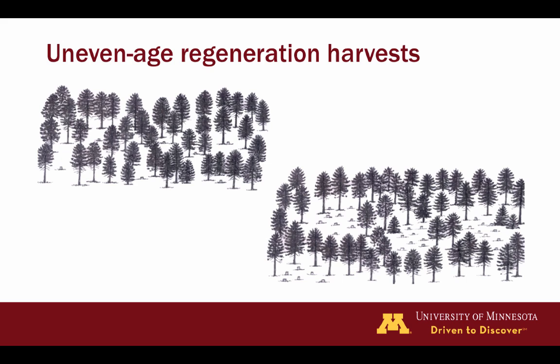So now I want to transition a little bit to moving to our uneven age regeneration harvest. So I have two figures here, and I want you to classify what we have here. Which one might be a single tree selection and which one might be a group selection? And why did you classify these two figures in that certain way?